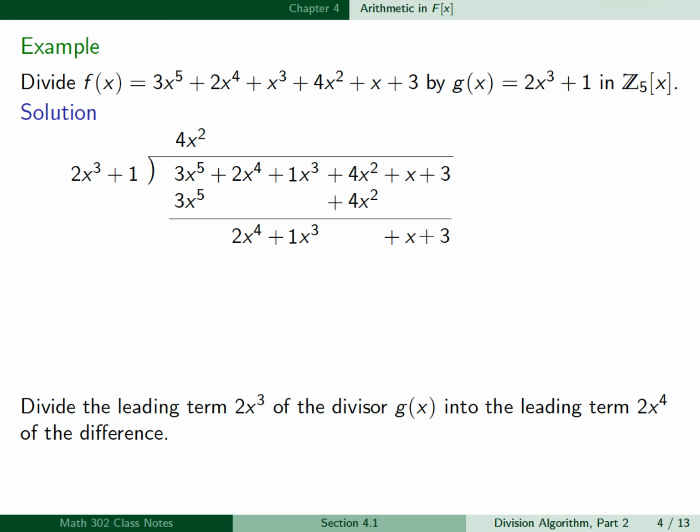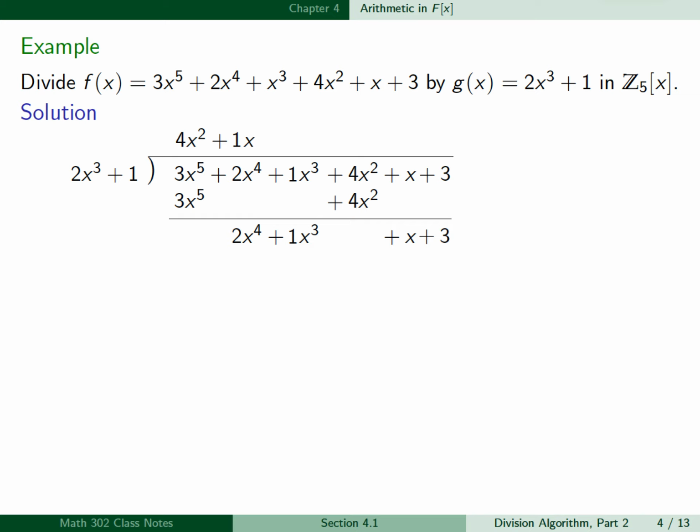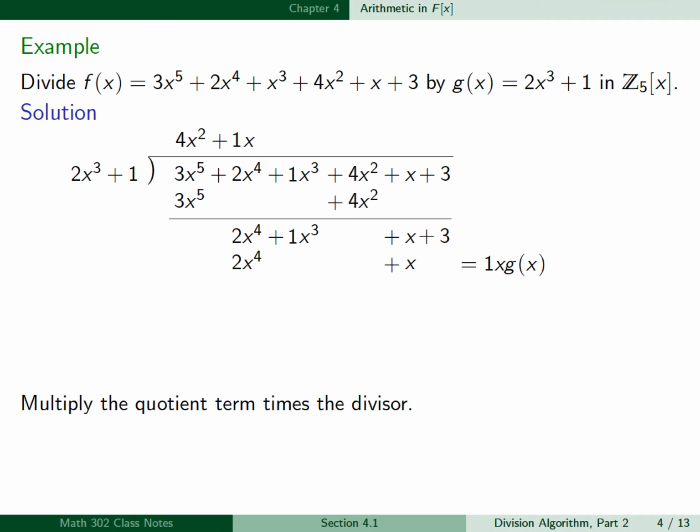For our second step, we divide the leading term 2x cubed of the divisor into the leading term 2x to the 4th of the difference. And this one is easy, but this is 2 times 2 to the negative 1, x to the 4 minus 3 power. And this will just be 1x. And this gives the second quotient term, and we can add it into our quotient. Now multiply the quotient term times the divisor, so that will just be 2x to the 4th plus x. And then subtract this product, and we're left with 1x cubed plus 3.